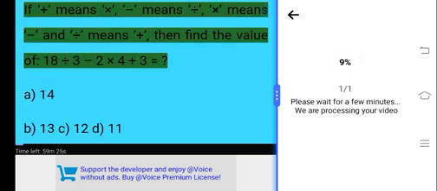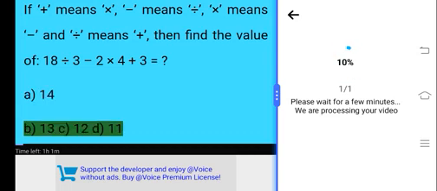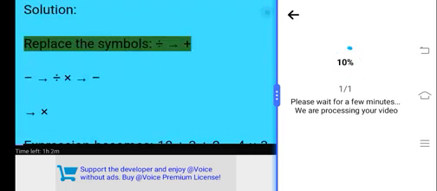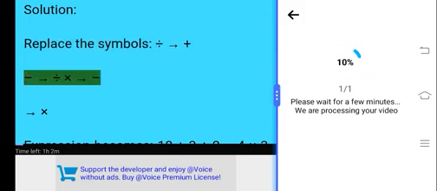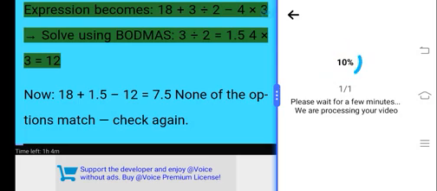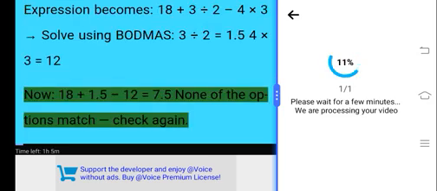If plus means minus, minus means divided by, times means and divided by means plus, then find the value of 18 divided by 3 minus 2 times 4 plus 3 equals. Options: A 14, B 13, C 12, D 11. Solution. Replace the symbols: divided by becomes plus, minus becomes divided by, times becomes minus, plus becomes times. The expression becomes 18 plus 3 divided by 2 minus 4 times 3. Solve using BODMAS: 3 divided by 2 equals 1.5, 4 times 3 equals 12. Now 18 plus 1.5 minus 12 equals 7.5. None of the options match.